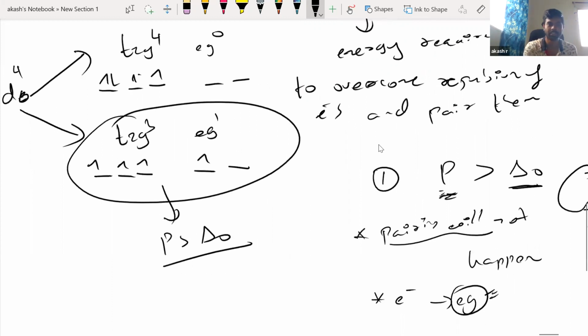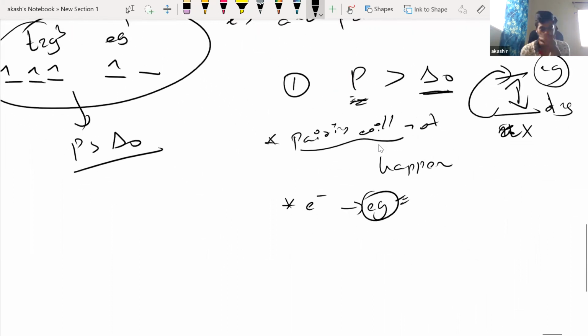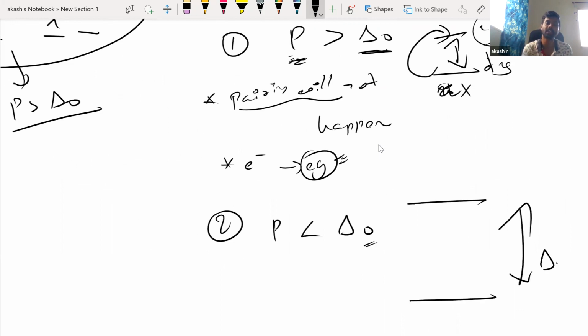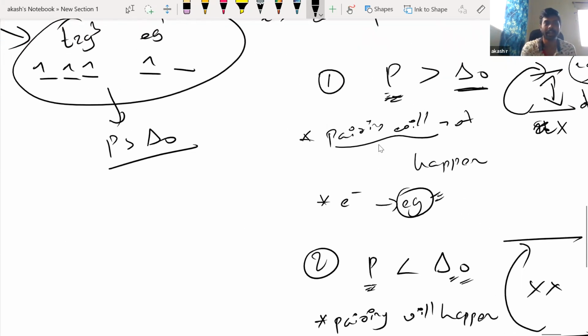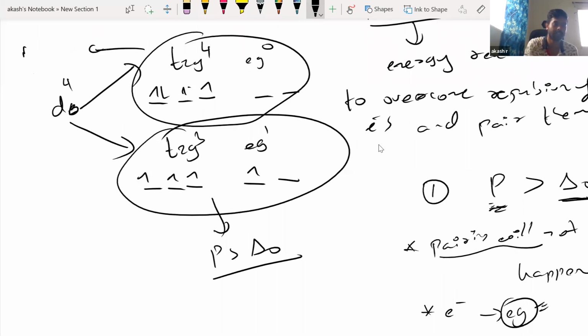Now the second case is where the pairing energy is less than del O, or say the difference between T2g and Eg is very huge. Obviously, the pairing energy will be very less compared to this, so the electron will not be able to shift from T2g to Eg, because I'm going to spend a lot of energy on that. Rather, it will spend little energy and get paired. So here pairing will happen and the electron will stay in the T2g orbital only. This will happen if the pairing energy is lesser than del O, or say del O is greater than the pairing energy.